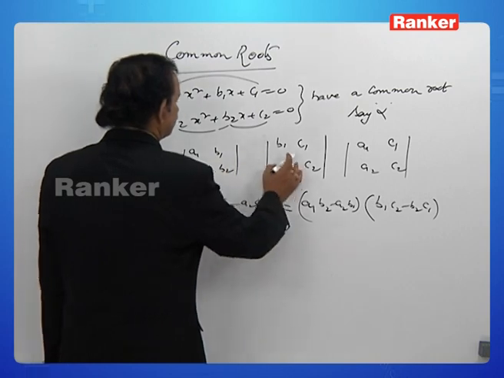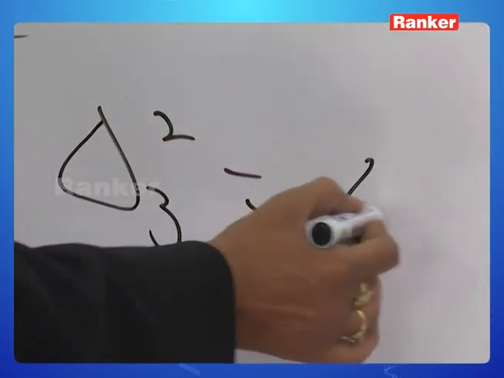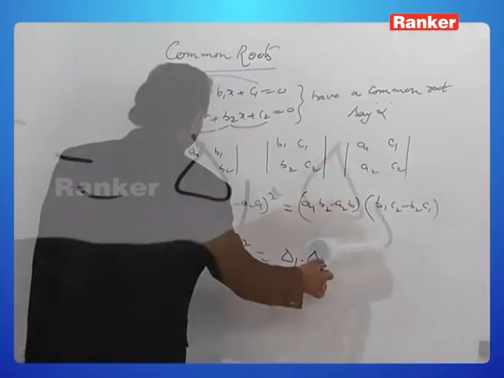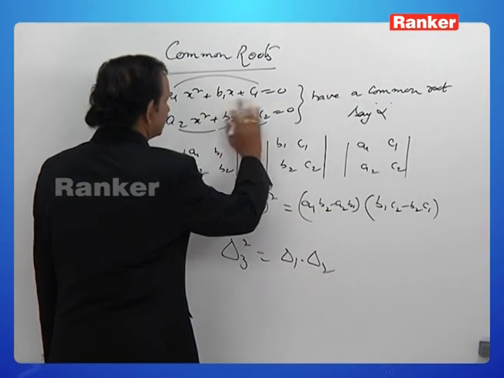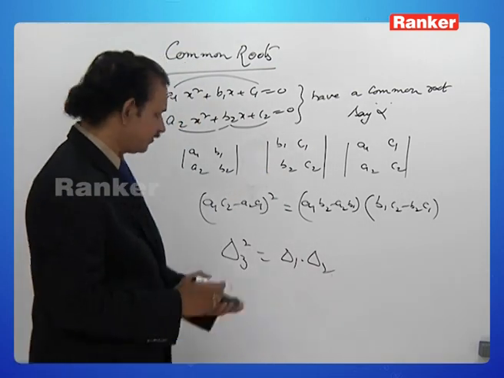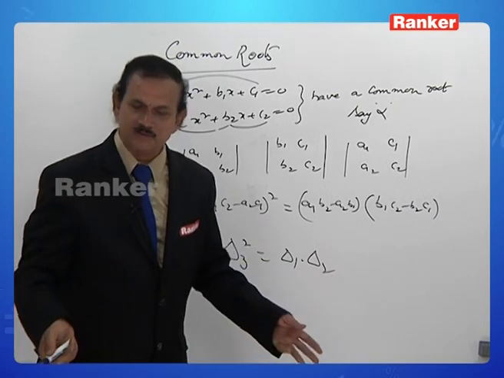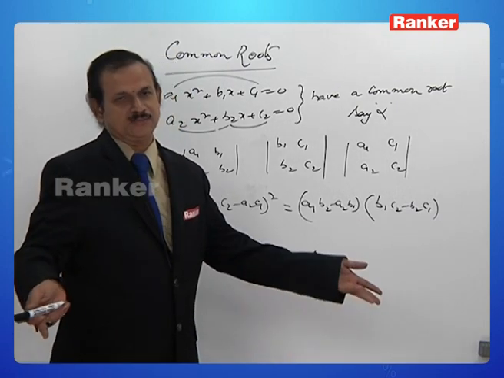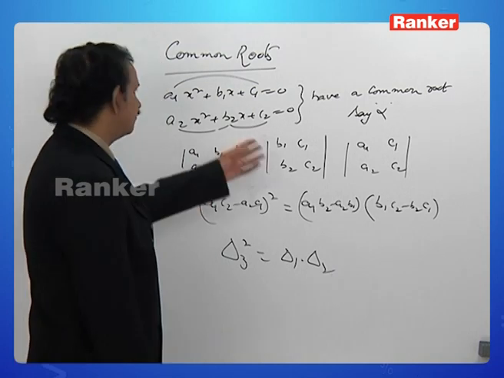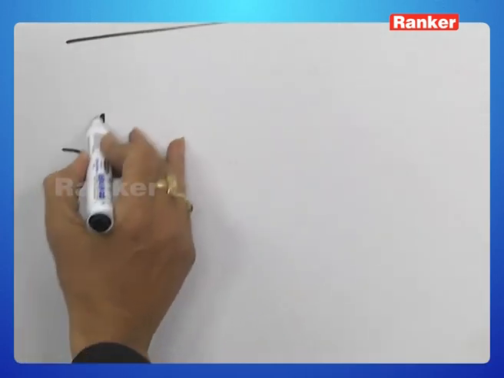If you want to have a symbolism type, you can name them. This is delta 1, this is delta 2, that is delta 3. Delta 3 square is equal to delta 1 into delta 2. First determinant, second determinant, third determinant, like that. So delta 3 square is equal to delta 1 into delta 2. A very easy way to remember, to write, to recollect, to practice. Yes, this is the condition for two equations to possess a common root.